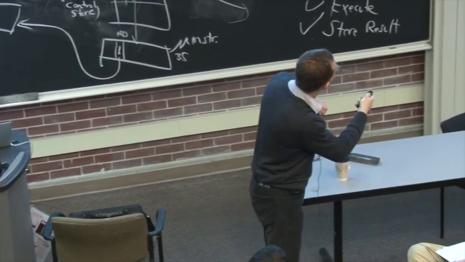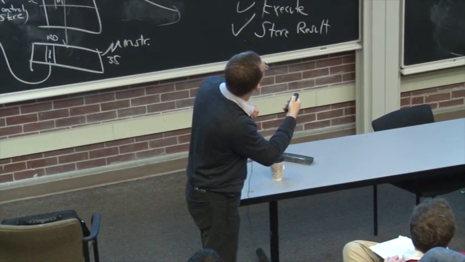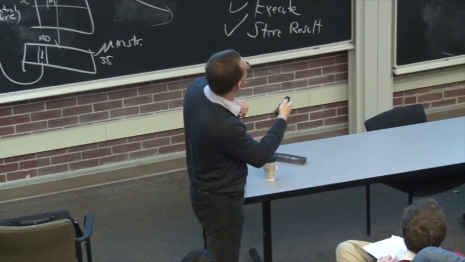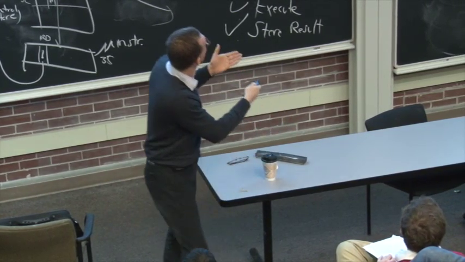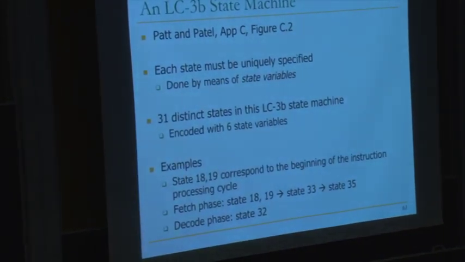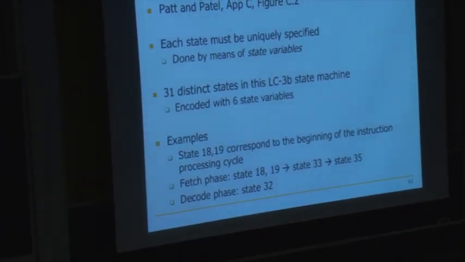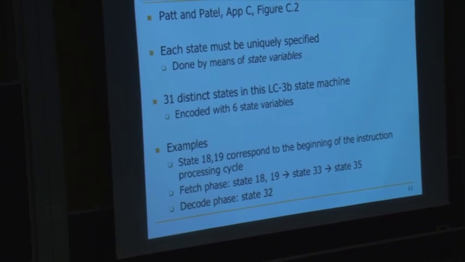Okay, so let me finish at some point. I guess I'll leave you with some questions, and then we can finish. So I've given you some examples. State 18 and 19 correspond to the beginning of the instruction processing cycle, and I've told you why you have 18 and 19. But again, that's a choice the designers made here.